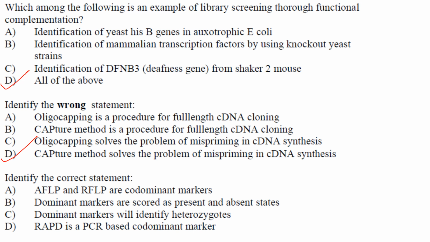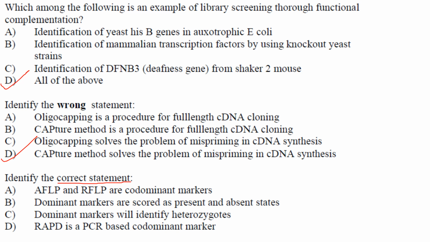Then next one. Identify the correct statement. AFLP and RFLP are codominant markers. No. AFLP is dominant, RFLP is codominant. So A is wrong. You have to identify the correct statement. Dominant markers are scored as present and absent states. Yes. They display two phenotypes. That is, if the dominant allele is present, it is scored present, and in the homozygous recessive condition it is absent. So dominant markers are scored as present or absent states.